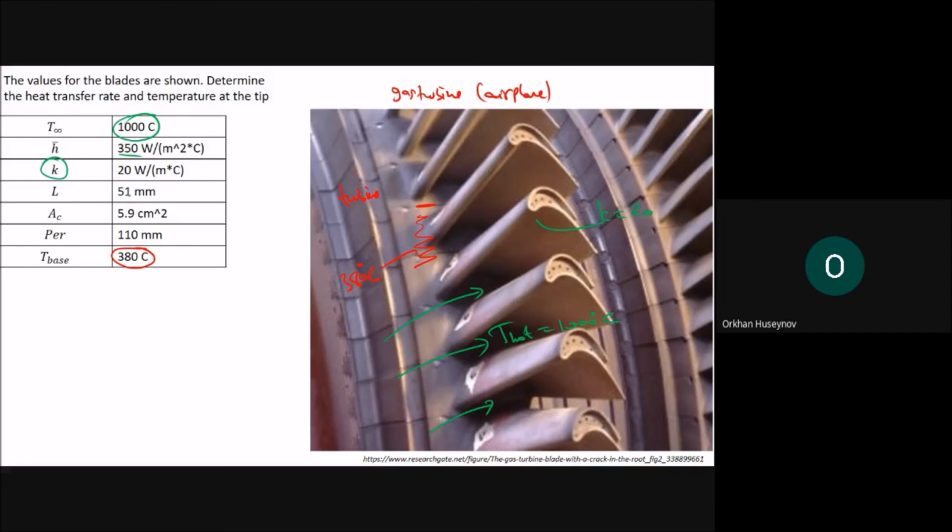The length of the blades is given as 51 millimeters. So this is the length that you are going to have, 51 millimeters. The cross-sectional area is 5.9 centimeters squared. This is the cross-sectional area. You can see it is in the shape of an airfoil. These are in the shape of an airfoil. The reason is that you can have better lift force so that it can rotate easily. So this cross-sectional area Ac is 5.9 centimeters squared, and the perimeter of this blade is 110 millimeters. The perimeter is this one. Let me just show the perimeter to you.